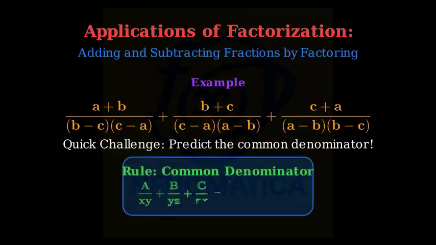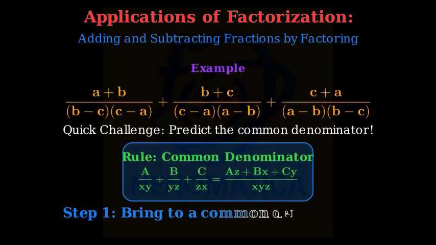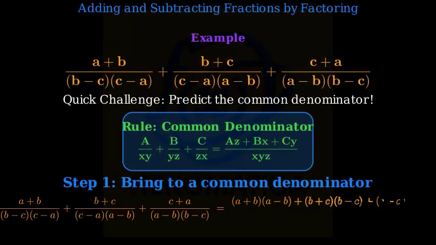Step 1. We bring all three fractions to a single common denominator. The common denominator will be the product of all distinct linear factors, b minus c, c minus a, and a minus b. We multiply each fraction by 1 in a way that introduces the missing factor to its denominator and the corresponding factor to its numerator.